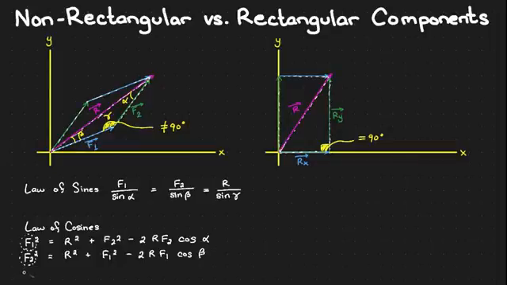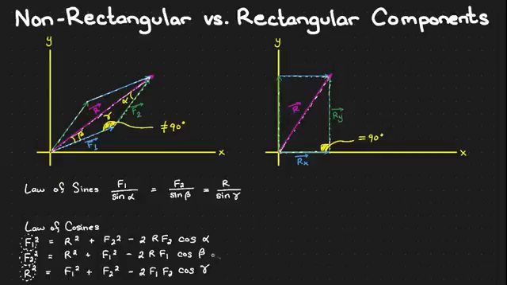Finally, the third side in that bottom triangle is the resultant, and according to the law of cosines, R squared is equal to F1 squared plus F2 squared minus 2 times F1 times F2 times cosine of the angle that is opposite of R. The angle that is opposite of R is gamma.